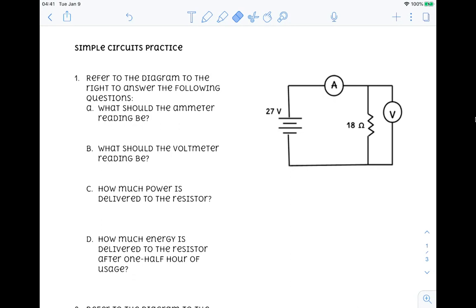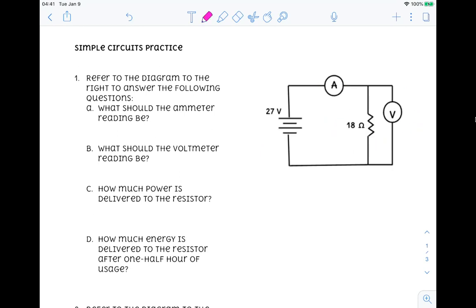Before we start talking about parallel and series circuits tomorrow, we need to make sure that we can analyze and solve simple circuit problems. So this is a simple circuit, number one here. Looking at the problem, we know that we have a battery, an ammeter, a resistor, and a voltmeter. All of these symbols come right from your reference table. Make sure that you're looking at your reference table to solve these problems.